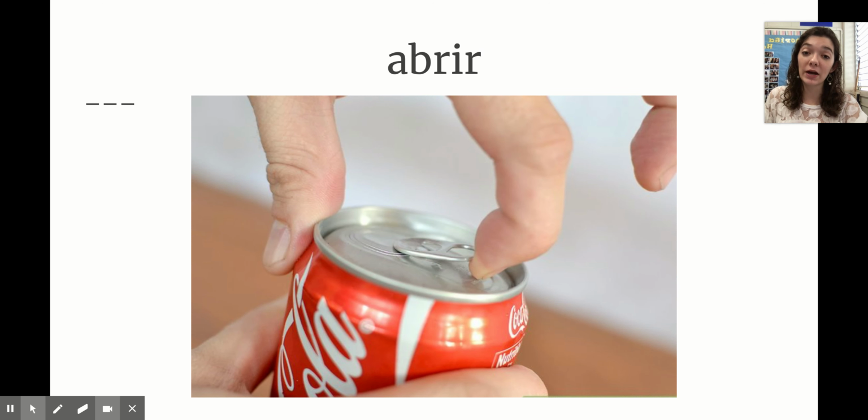The verb in Spanish is abrir. Abrir significa to open. Abrir means to open. And how do I know that it means to open? What in this word tells me to open?